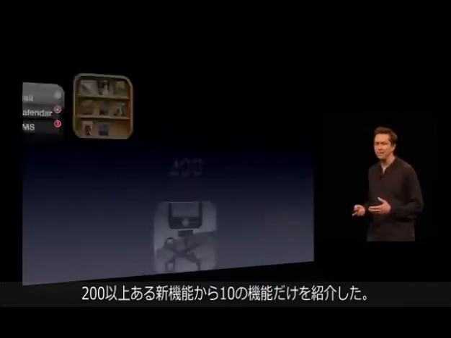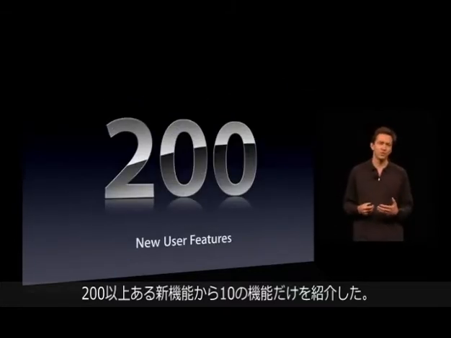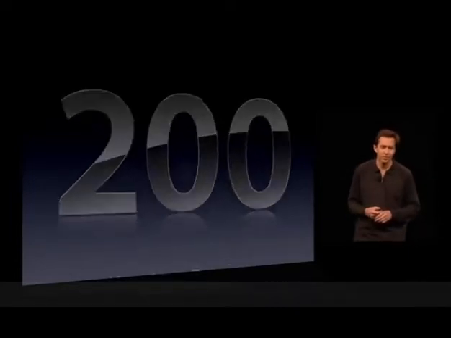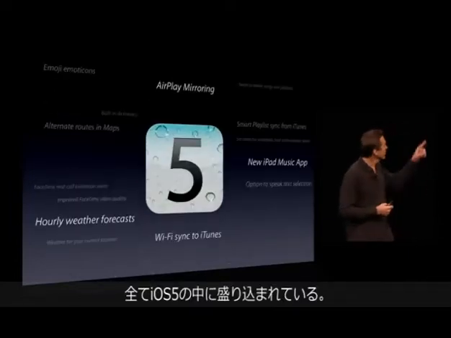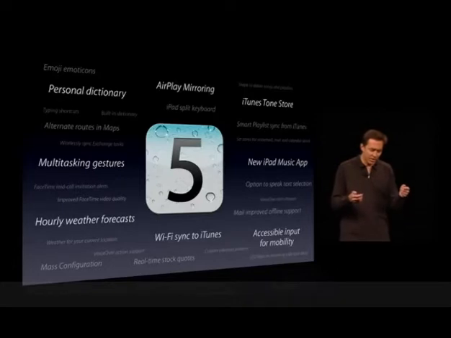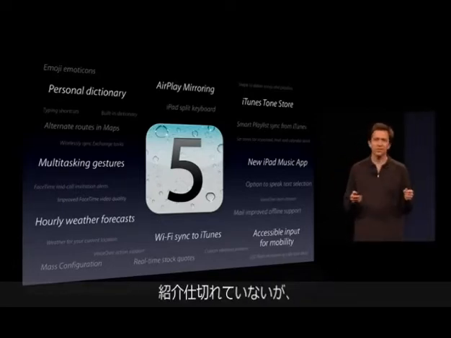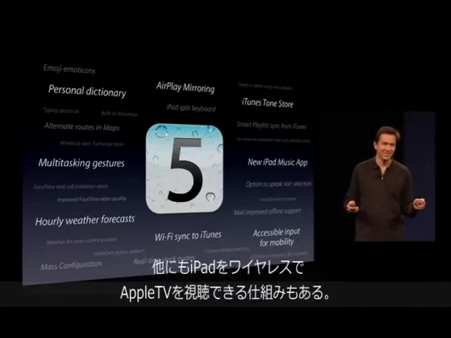And these are just 10 of the more than 200 new user features. There's really something for everyone in iOS 5. And there's other things like AirPlay mirroring. You can now mirror your entire iPad 2 right to your television wirelessly using Apple TV.